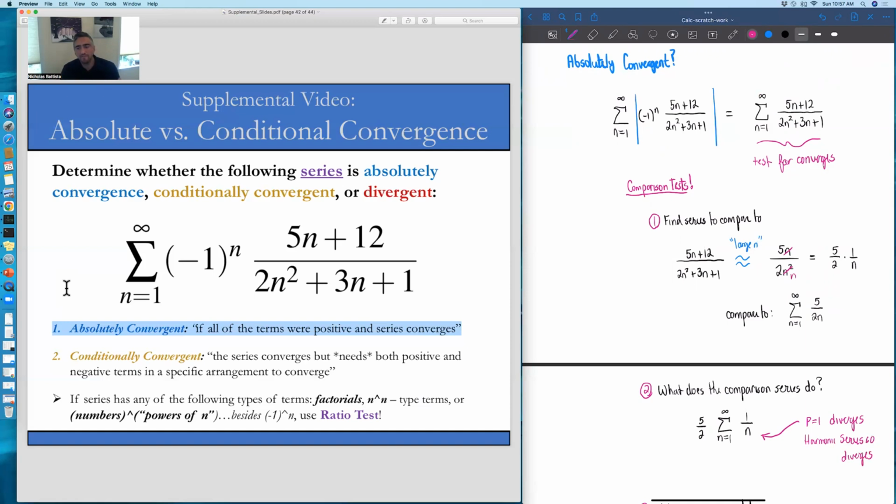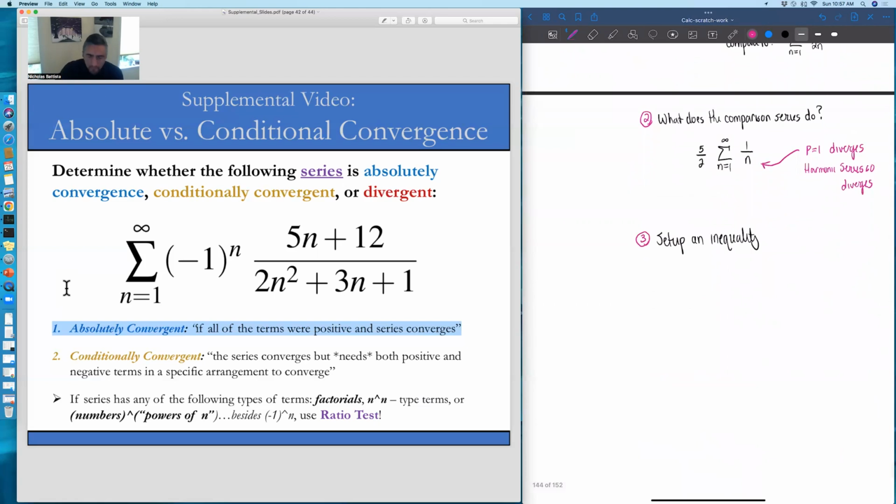So now that we have the series that we're comparing to, we know what that series does. We have the option of doing one of two things for a comparison test. We could either try to set up an inequality and try to algebraically show that our series is greater than a known divergent series, because that's the only way we could guarantee something about our series when we're comparing to a known divergent series. Or what we could do instead is try to do the limit comparison test.